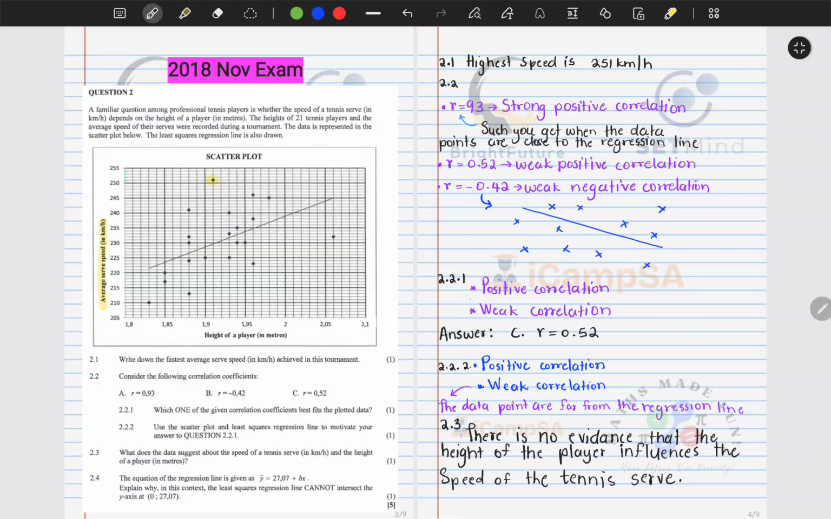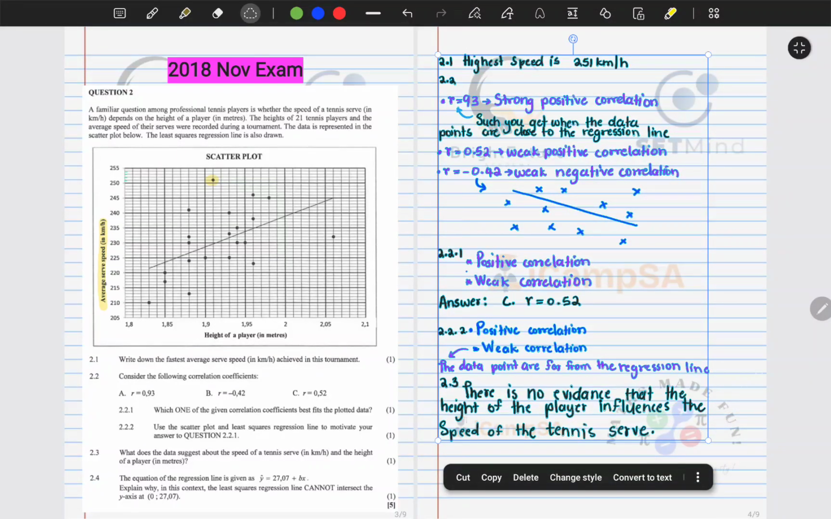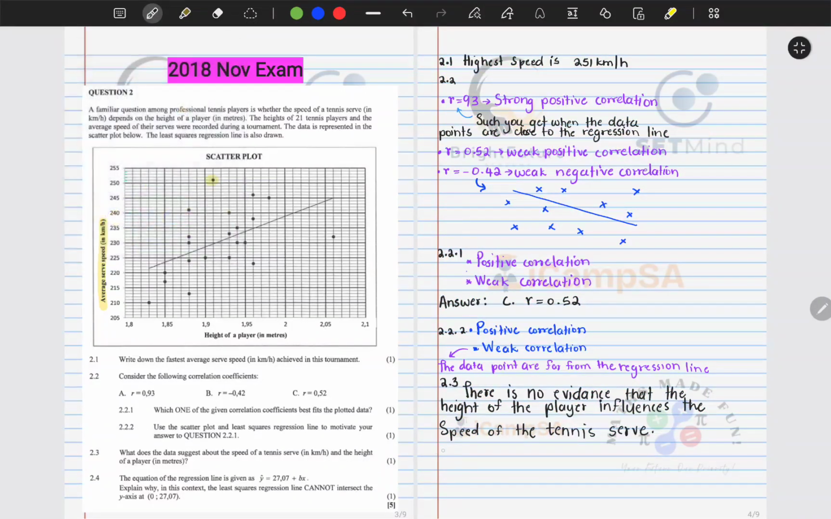So 2.4, we are told the equation of the regression line is given by 27 plus 0.7x. Explain why in this context the least squares regression line cannot intersect the y-axis. So let's think about what this means. At a height of 0, we are going to have a speed of 27 kilometers per hour. That is what this means.